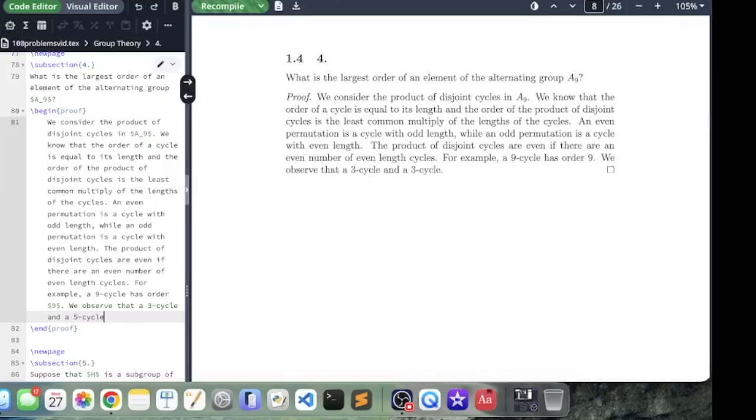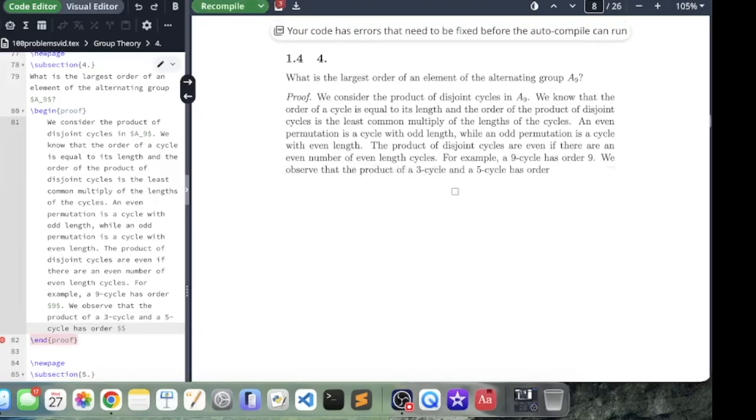We observe that a 3 cycle and a 5 cycle, which, by the way, we'll just verify. A 3 cycle is odd length, so it's an even cycle. A 5 cycle is odd length, so it's an even cycle. We have an even number of even cycles. That's even. We observe that the product of a 3 cycle and a 5 cycle has order the least common multiple of 3 and 5, which is 15.